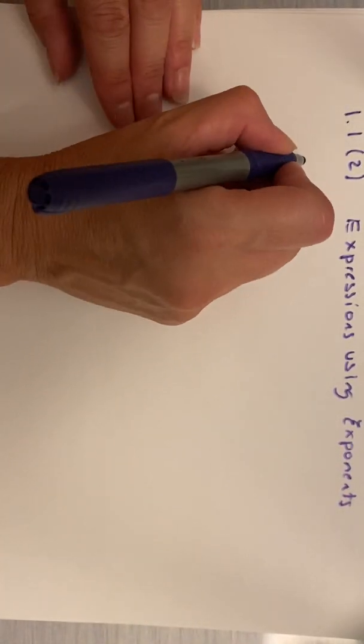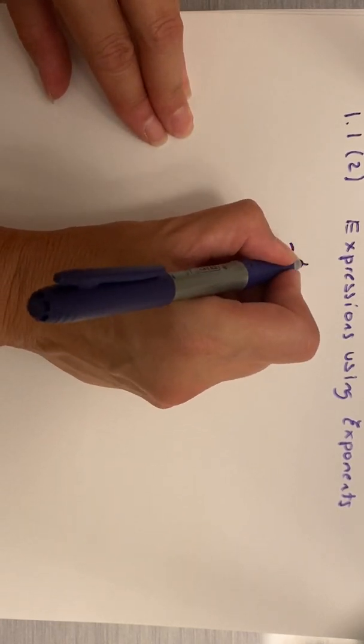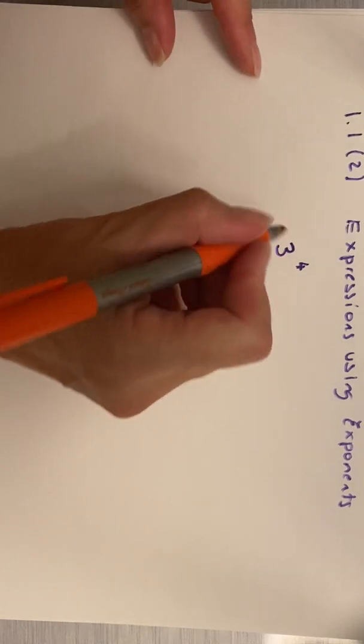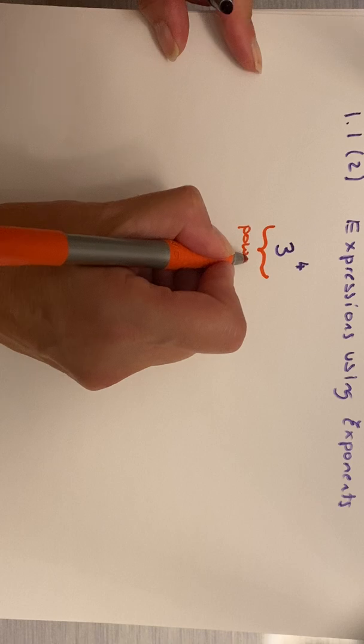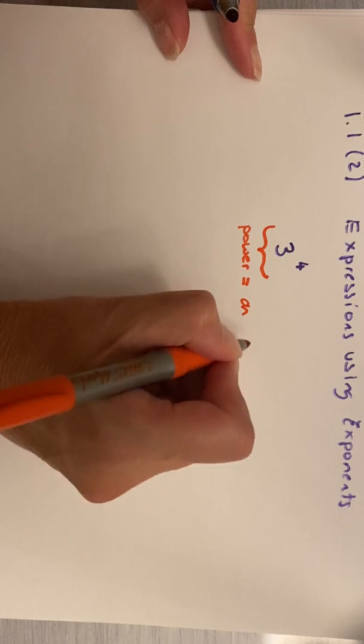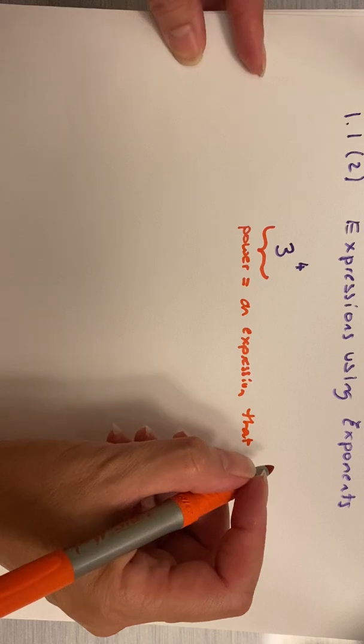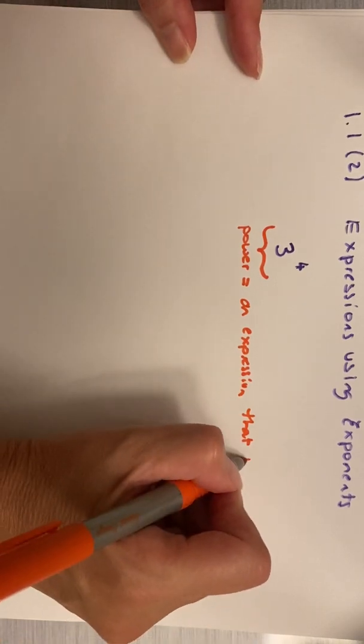We're going to go back briefly to some vocabulary. To do that, I'm just going to draw the number 3 raised to the 4th power, and we're going to talk a little bit about some vocabulary again. 3 to the 4th is called a power, and a power is an expression that represents repeated multiplication.